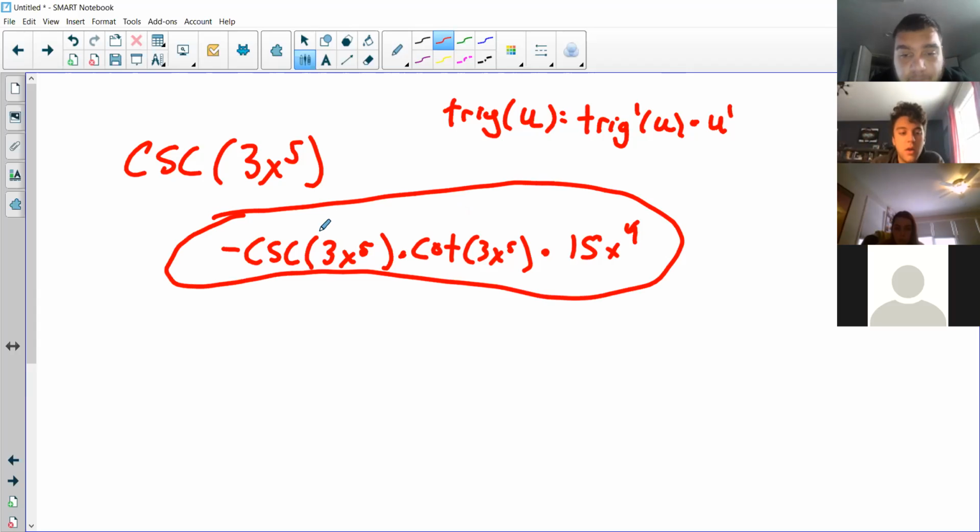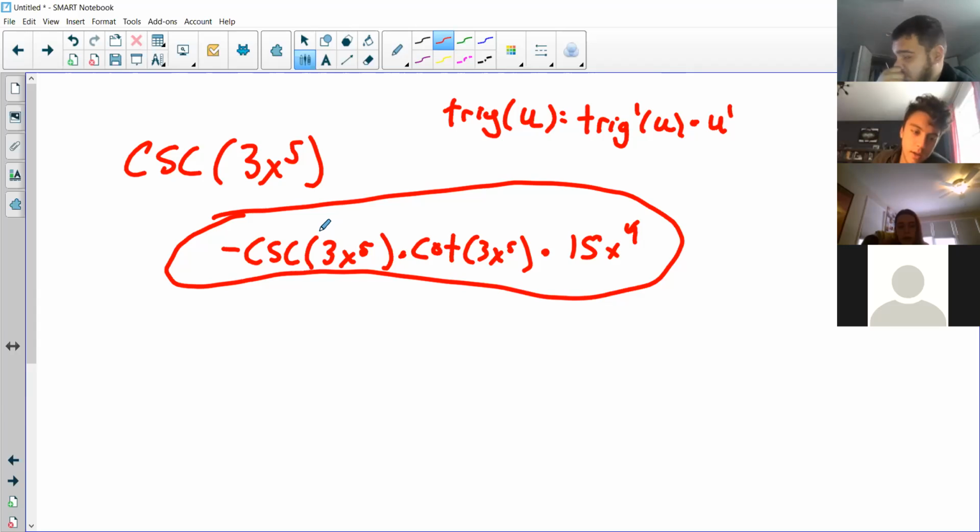What's up, Brianna? I have a question. Can you just write it as negative cosecant x cotangent x of 3x to the fifth times the derivative of the inside? Do you have to separate? No, that's a good question. It's cosecant 3x to the fifth, cotangent 3x to the fifth. It's not cosecant cotangent, because that would imply that the cotangent is within the cosecant, which is not correct. Okay.